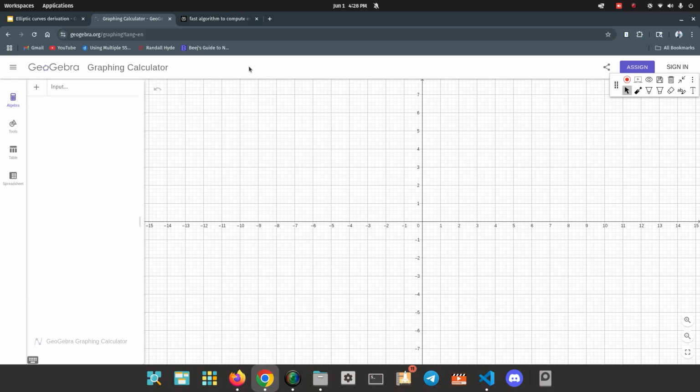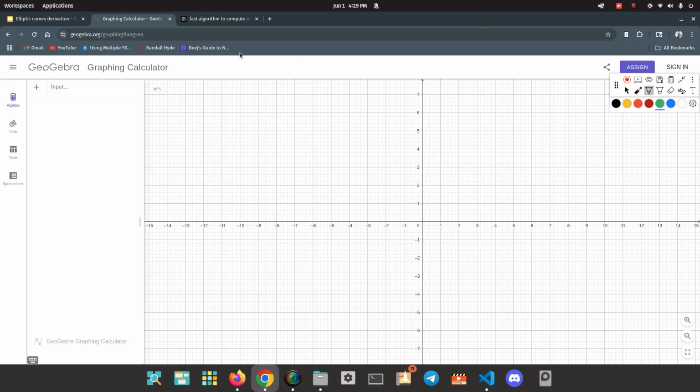Now we are going to gain some intuition about elliptic curves. Especially, we are going to understand them in an algebraic way, in the sense of how we are going to define the operations on the elliptic curve points. So first of all, what is an elliptic curve?